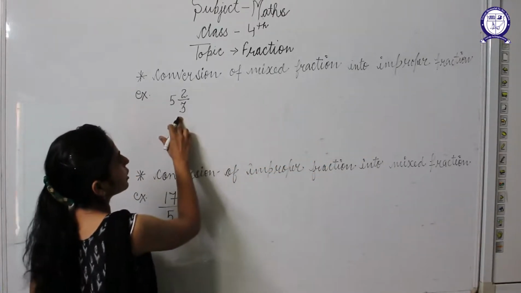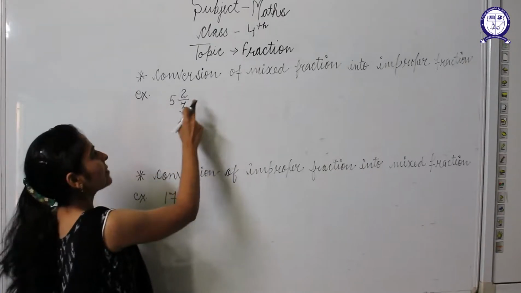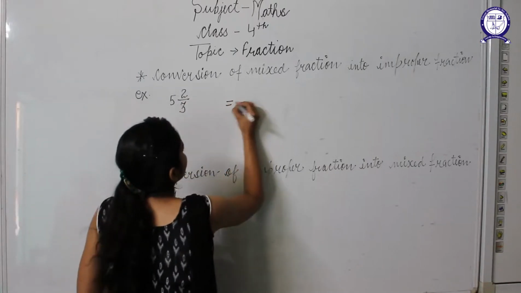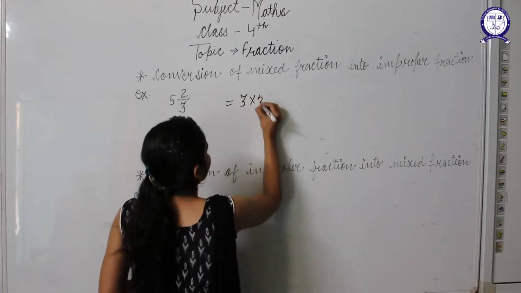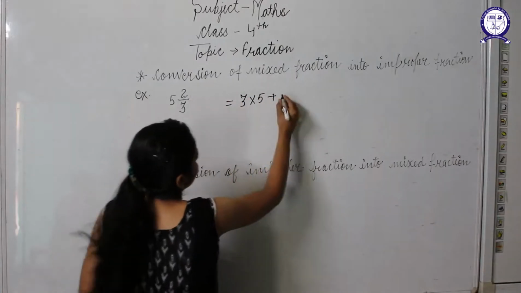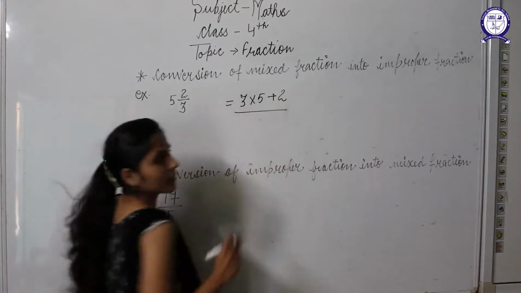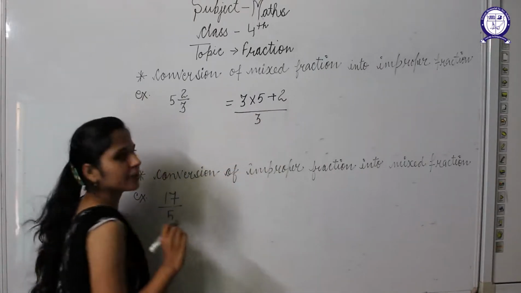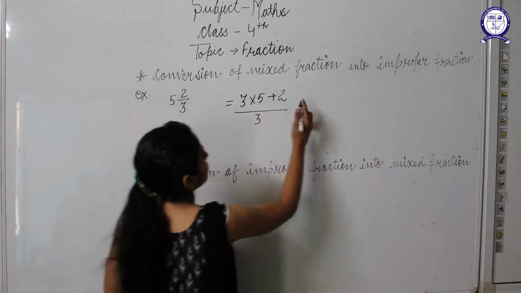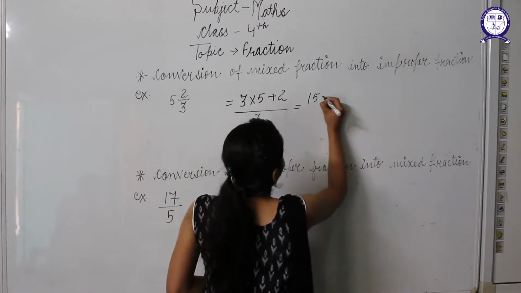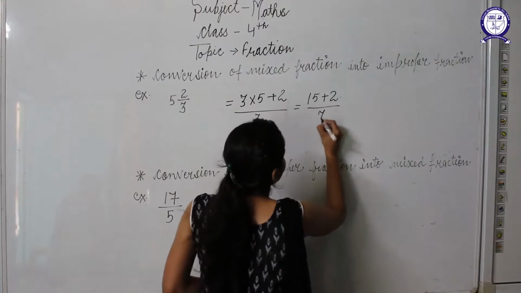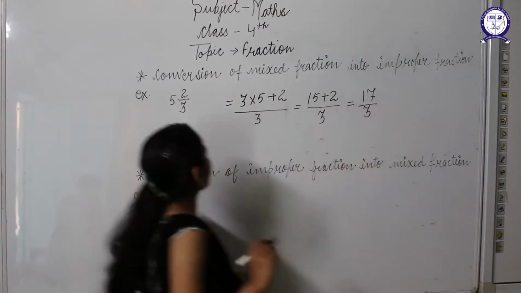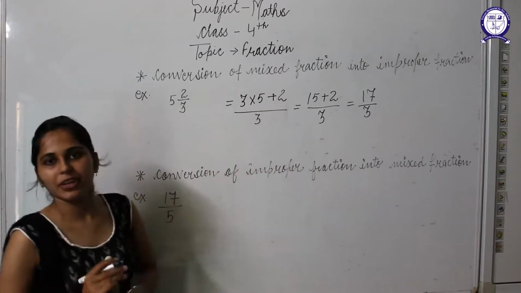We will multiply the denominator with the whole part and then in that product you will add the numerator part. Now 3 multiply 5 and we will add the numerator. What is the numerator here? 2. And the denominator will be the same as before. Here it was 3, so our denominator will be 3. Now 3 5s are 15, students, and 15 plus 2 will give us 17. So the improper fraction of 5 2 by 3 is 17 by 3.